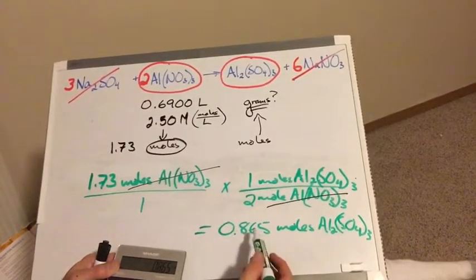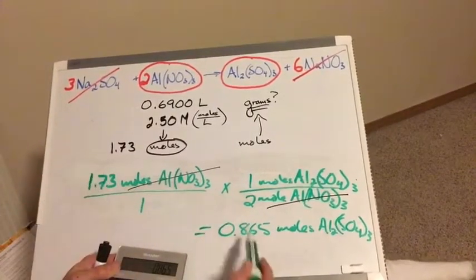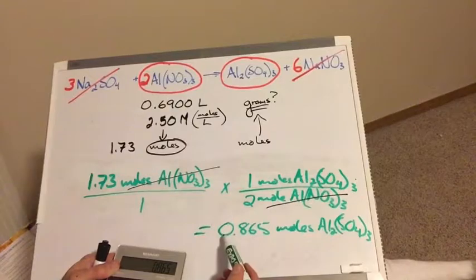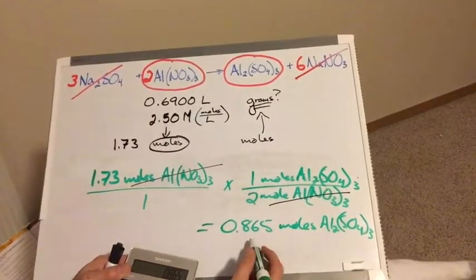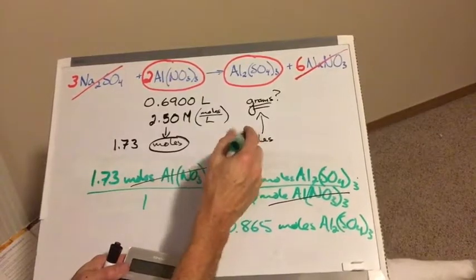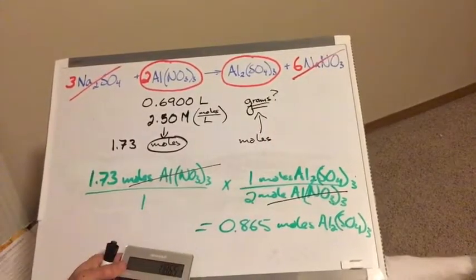Can we keep all those digits? Well, we had 3 significant figures here. We have 3 significant figures here. That 0 doesn't count because it's on the left. Those never count. So that's how many moles of aluminum sulfate we have. Now we can write that up there.